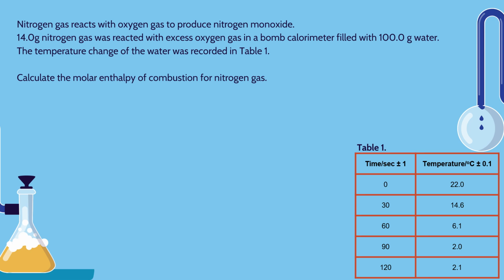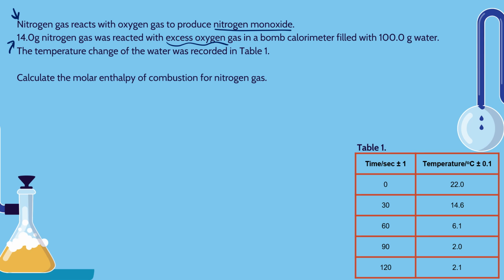Hey, one more practice problem. This is the last one, I promise. We are almost done with this lecture video. So let's say that we're looking at the reaction between nitrogen gas and oxygen gas to produce nitrogen monoxide. So we've got 14 grams of nitrogen gas reacting with excess oxygen gas in a bomb calorimeter.